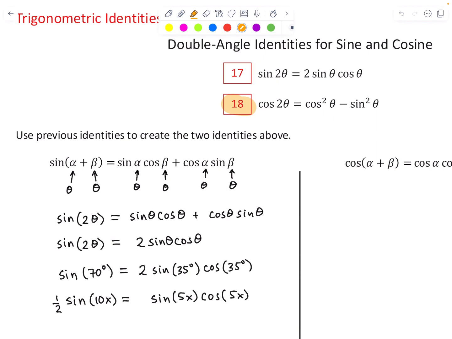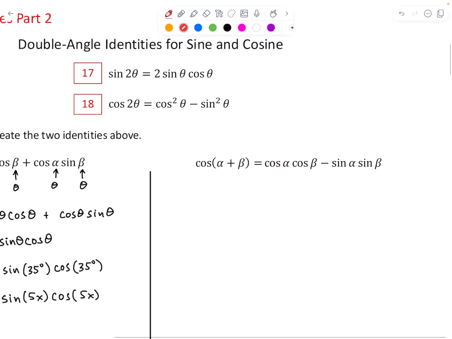Now identity 18. The cosine of 2 theta is equal to cosine squared of theta minus sine squared theta. This looks very similar to the Pythagorean identity, except this is subtraction, not addition. And because it is subtraction, it does matter that you have the cosine first and then the sine second. Let's prove identity 18 by beginning with the sum identity for cosine.